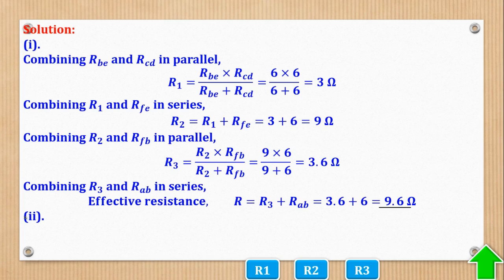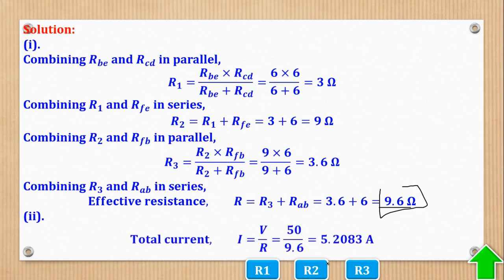Now we shall go to Roman 2, where they want the total current. So the good thing, we know total resistance and know the total PD, so we shall divide total PD by total resistance to give you 5.2083 amps as the total current they wanted.